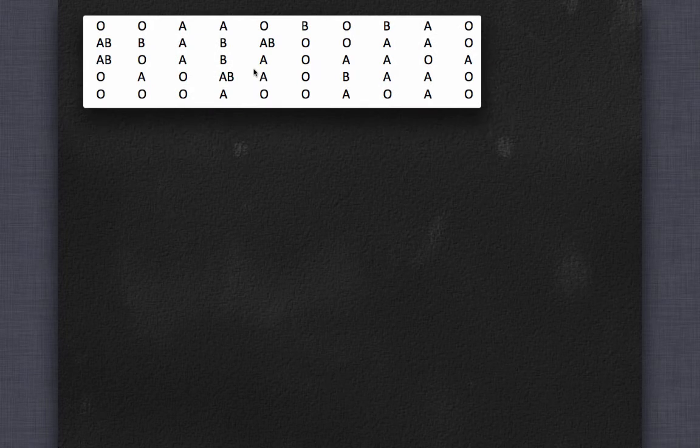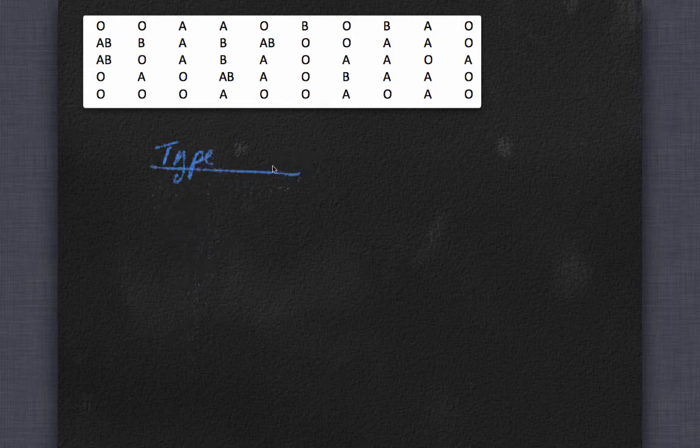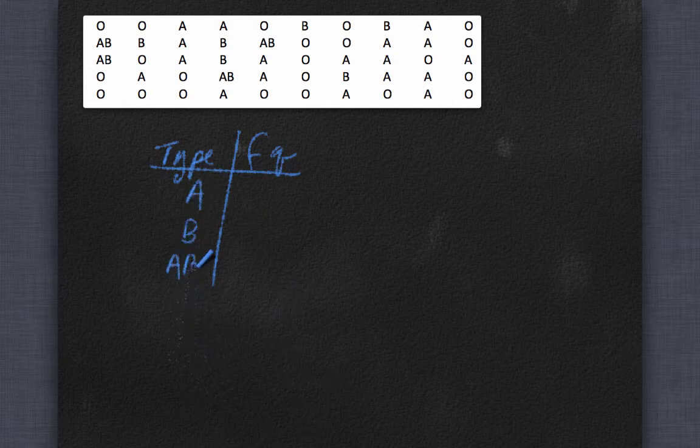So if I wanted to make a frequency distribution of this, I would have type and frequency. So I have A, B, A, B, O. I'm actually a little bit beyond what I intended to do with this video, so I don't know how much farther I'll go with this. I do want it to have time to upload.